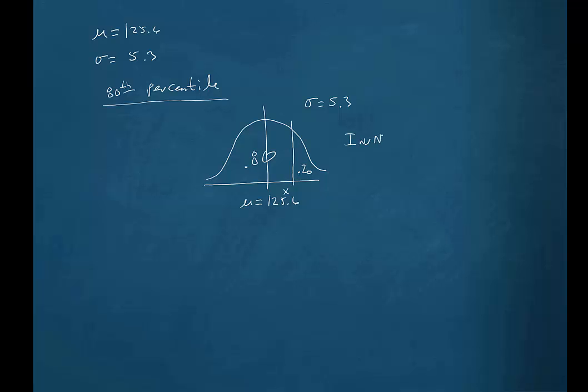We can use the TI-83 or 84 calculator using the inverse normal function to find those values. And in order to use this function, what we'll put inside the parentheses is that accumulated area, so that'll be 80%, the mean, and then the standard deviation. So that accumulated area is 0.8. So we'll go inverse norm, 0.8. The mean is 125.6. And the standard deviation is 5.3. Hit enter and it will give us the X value.